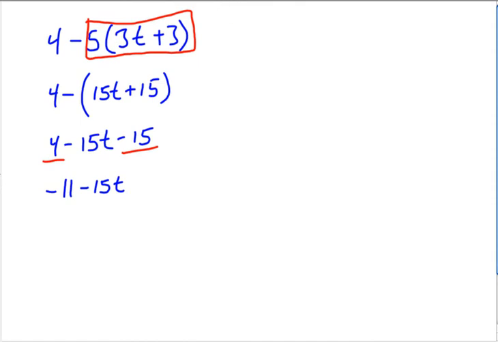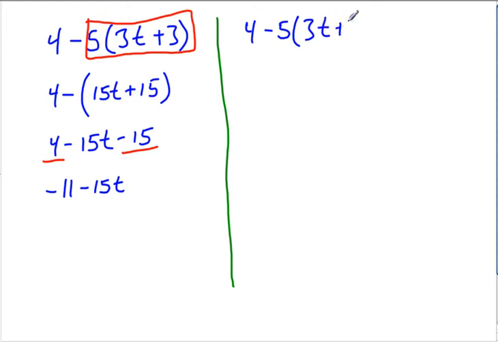Just to show you a different way of solving the same problem, but not really a different way, a different thought process. What I do is I forget about the addition and subtraction. I just think, well, it's going to be positive or negative numbers. So we could say, instead of 4 minus 5, we can say 4 plus negative 5 times 3t plus 3.